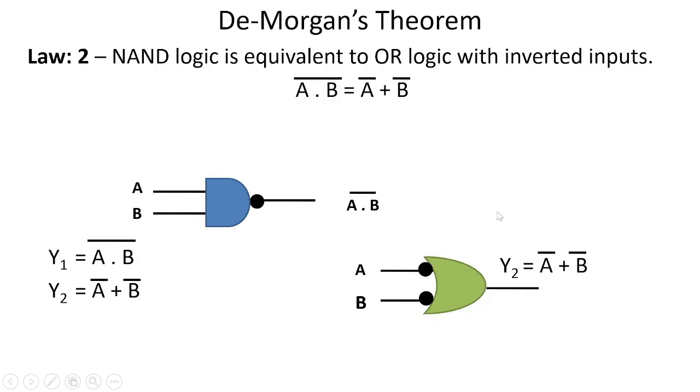Now let's move on to the next one where we have the NAND logic, which is equivalent to OR logic with inverted inputs. Again, we will consider A dot B whole bar as Y1 and Y2 as A bar or B bar. And from this diagram we can see this is the representation of a NAND gate, and this is the representation of a bubbled OR gate.